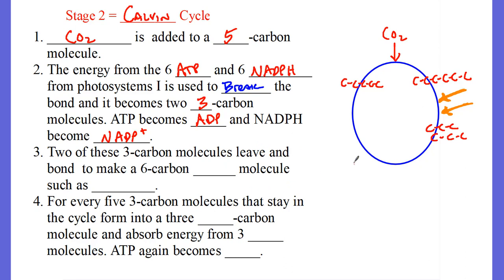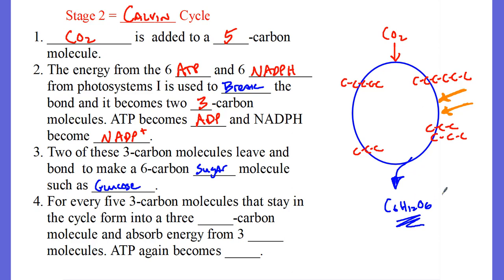Well, guess what? 2 of these 3 carbon molecules leave. Now, how does that leave? Well, it just keeps going. Okay, keeps going in the cycle. But 2 of the 3 carbon molecules make a 6 carbon sugar molecule. And what is that 6 carbon sugar molecule known as? Is glucose. And so that shoots out C6H12O6, which is our energy source as well as every plant's energy source as well. So think about that.